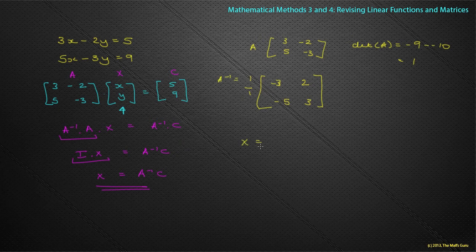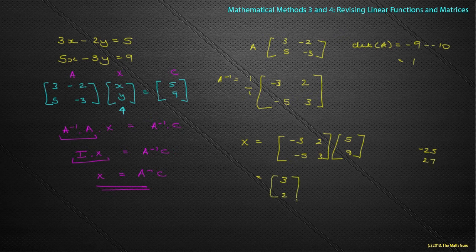And so we can find X by, well, 1 divided by 1 is 1, and we'll just leave that as it is. So it's -3, 2, -5, 3, multiplied by our matrix of 5, 9. And what does that give me? Well, working it out, -3 times 5 is -15, plus 2 times 9 is 18, so -15 plus 18 is 3. And then we do the same thing here, -5 times 5 is -25, so that's -25. 3 times 9 is 27, add them together gives us 2. And lo and behold, we know the answer to matrix X is (3, 2).